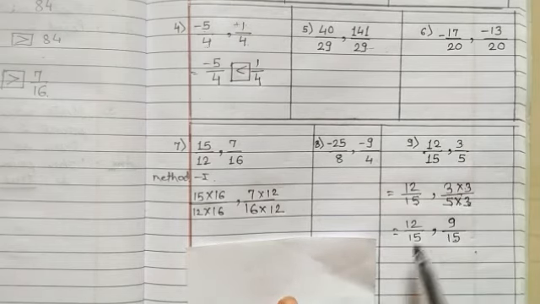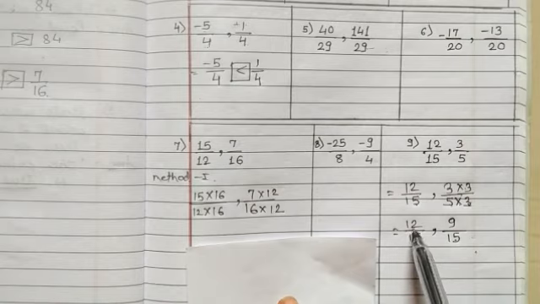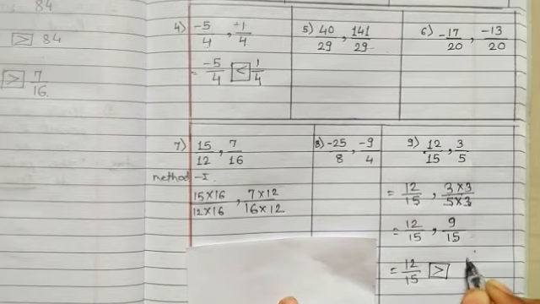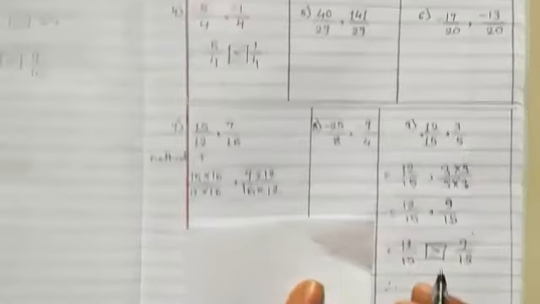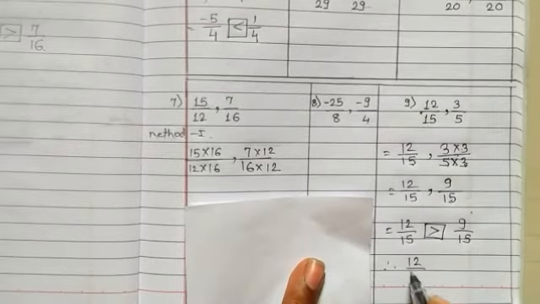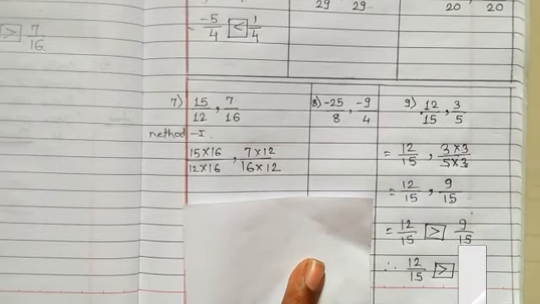So we can think about the numerators, that is positive 12 and positive 9. If we compare two positive numbers, the number which has the greater value is the greater one. So 12 upon 15 is greater than 9 upon 15. Therefore we have to write the question again, that is 12 upon 15 is greater than 3 upon 5.